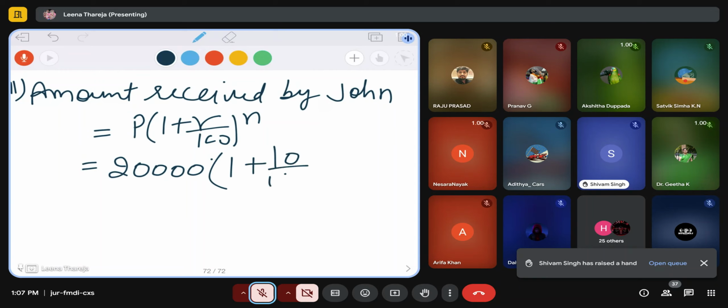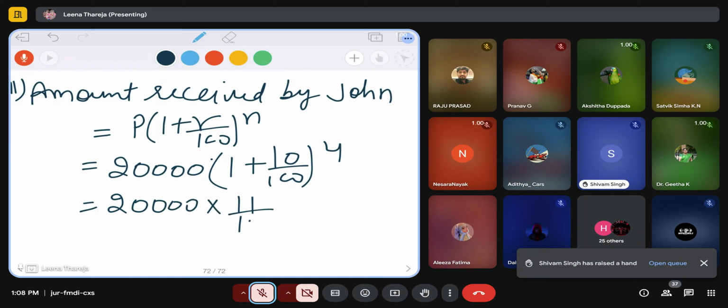10%. What is the time period for John? 4 years. So 20,000 into 11 by 10, how many times? 4 times. The 4 zeros cancel.